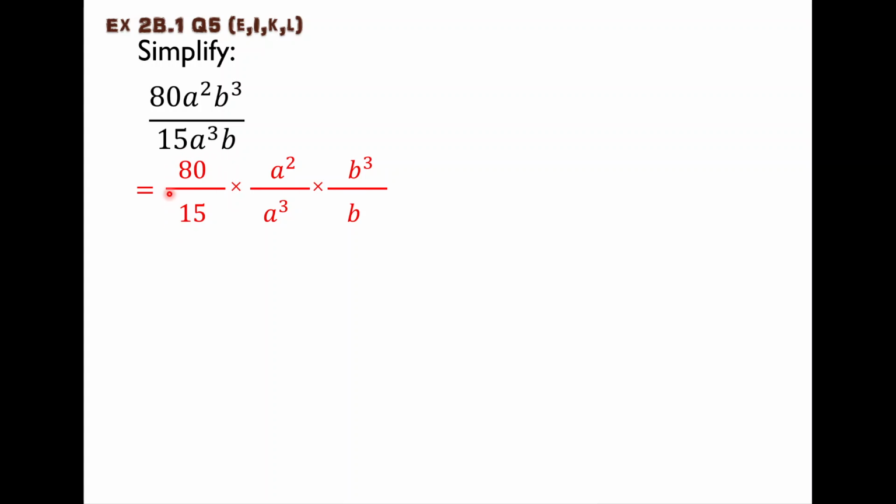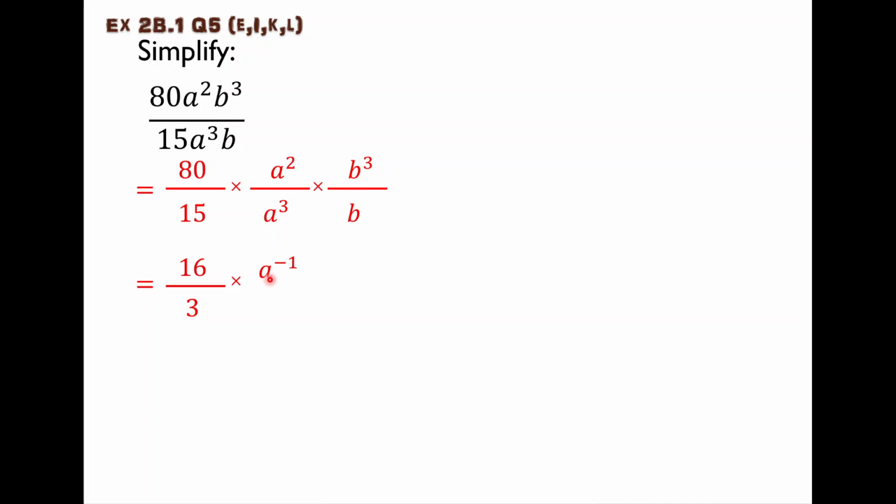80 divided by 15. Can I simplify that fraction? Is there something that goes into 80 that also goes into 15? And the answer is yes. 5 goes into them. So I can simplify this by dividing them both by 5. 80 divided by 5 is 16. And 15 divided by 5 is 3. Okay, so that's simplified.